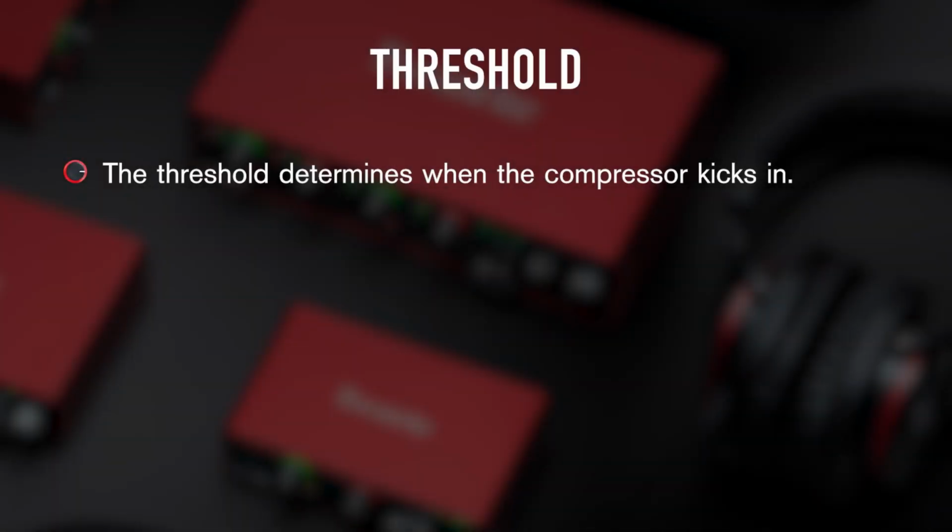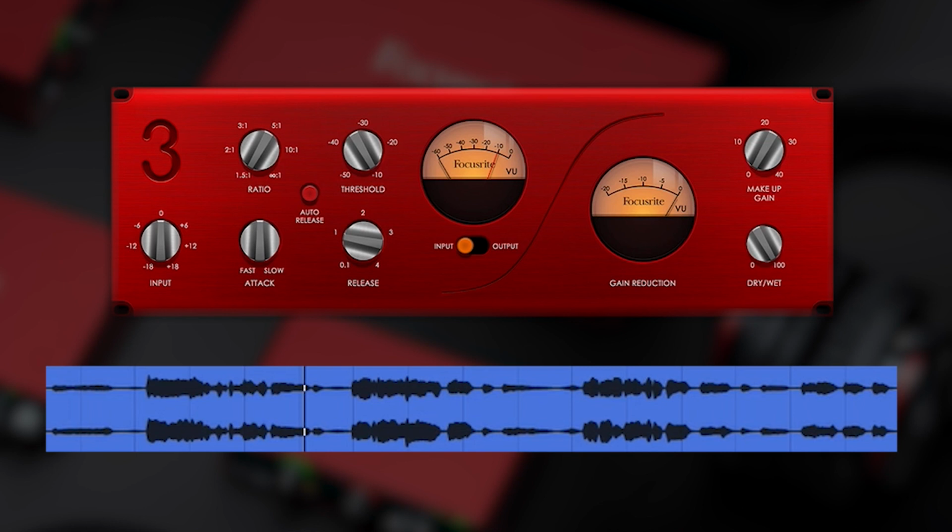The threshold is a volume that you set. It determines when the compressor kicks in. For example, -30 dB. Once the signal exceeds the threshold, it starts to get turned down.